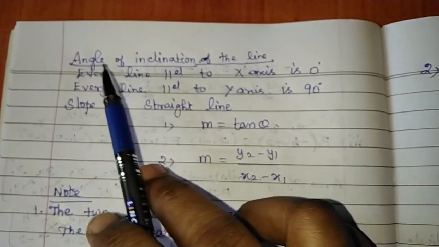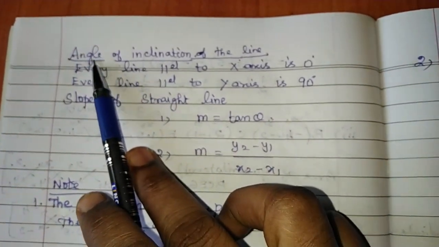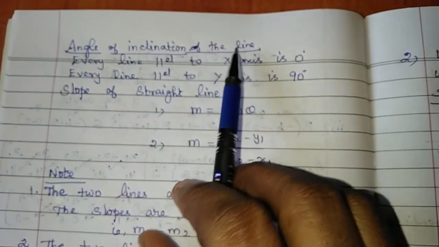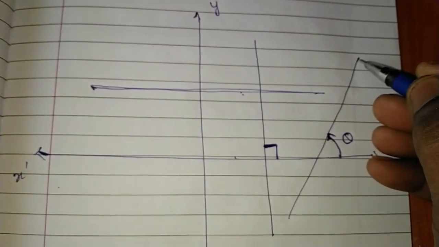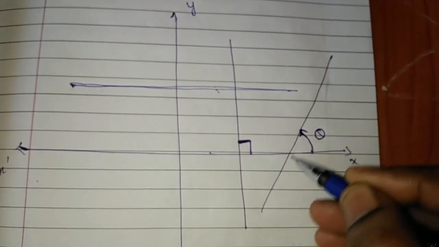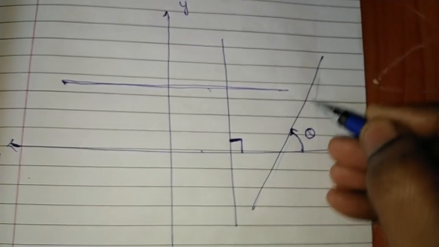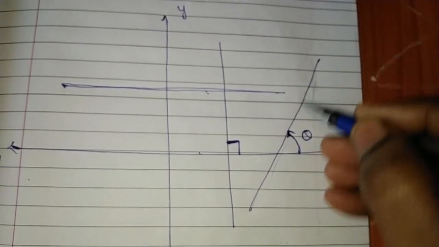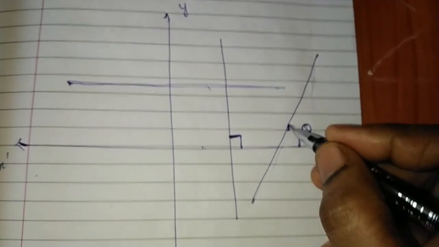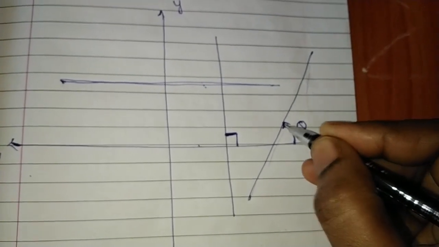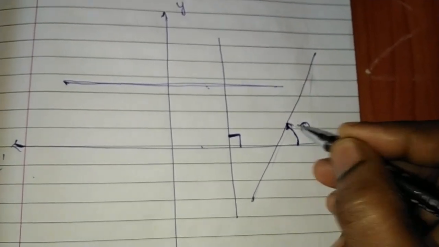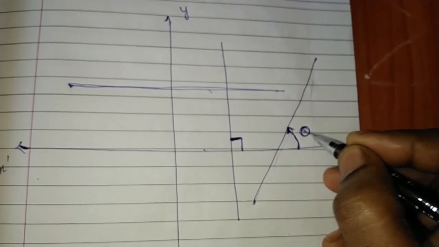Hi students, we are going to see angle of inclination of the line. Angle of inclination of the line is the angle which a straight line makes with the x-axis, denoted by theta. It's called angle of inclination.